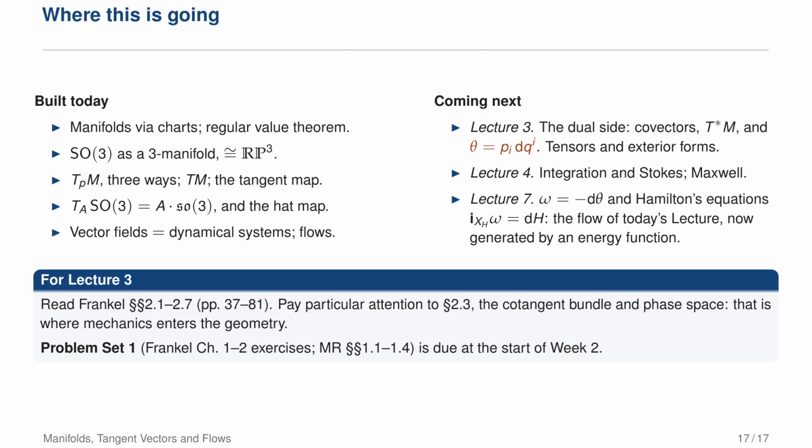Notice what is missing. Nothing we have built knows about energy or momentum. We have made the stage, not yet the play. Lecture 3 supplies the dual side. Covectors, the cotangent bundle T star M, the one-form theta equals p_i dq_i, and then tensors and exterior forms. Lecture 4 does integration and Stokes and Maxwell. Lecture 7 brings omega equals minus d theta. And Hamilton's equations, the interior product of X_H with omega equals dH. That is the flow of today's lecture, now generated by an energy function.